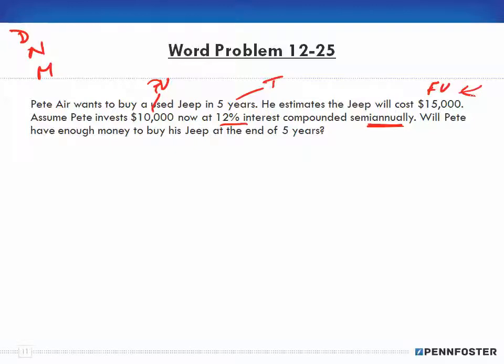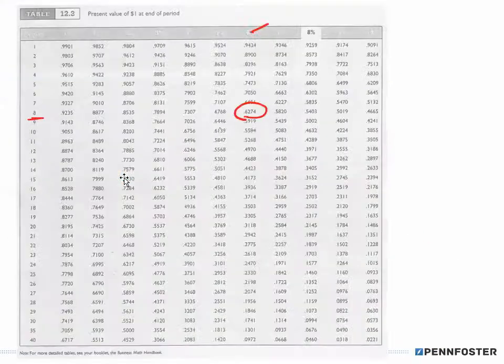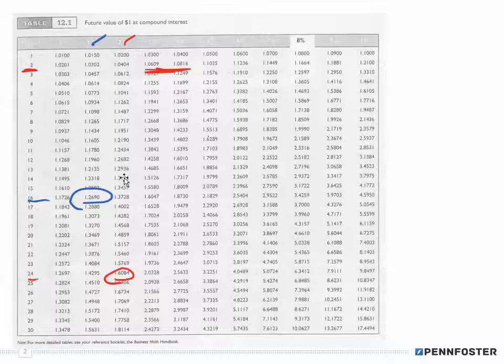It's compounded semi-annually, so I have a time frame of 5 years, so 5 times 2 gives me 10 periods. At 12% interest, I'm dividing by 2, that's 5% interest. So when I jump up and look at the future value table, let me erase all of that.